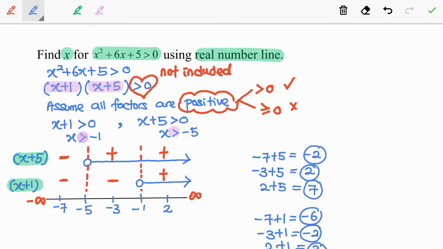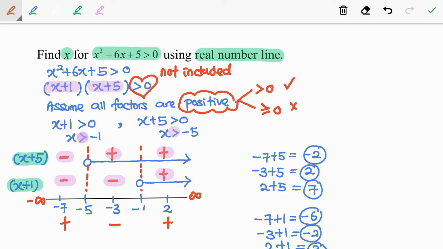Now, let us make a conclusion for the sign we get just now. So, for the first part, we have negative times negative. So, this gives us positive. And for the second part, we have positive times negative. This gives us negative sign. And the third part is positive times positive. This gives us positive. So we have positive, negative, positive.